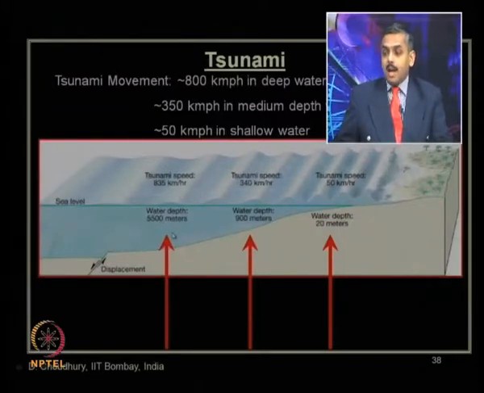At deep sea, where the depth of the water is more than 5000 meters, the speed is about 800 kilometers per hour. When the water depth is close to 1000 meters, in medium depth water, the speed is about 350 kilometers per hour, whereas in shallow water, at about 20 meters of water depth, the tsunami movement speed will be about 50 kilometers per hour, but the height will be tremendously high, even a few meters.